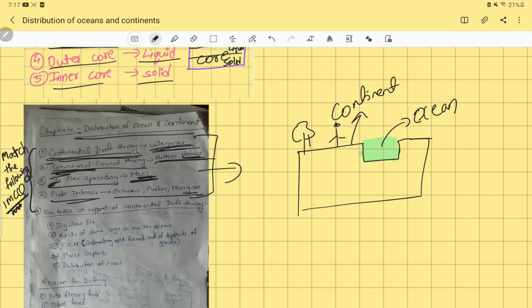Then convectional current theory is related to Arthur Holmes. Then continental drift theory, Wegener. Plate tectonics is given by Mackenzie, Parker, and Morgan. So now just remember these four things and the theory given by each one of them. Now let's start with the first theory, that is continental drift theory, given by Wegener.